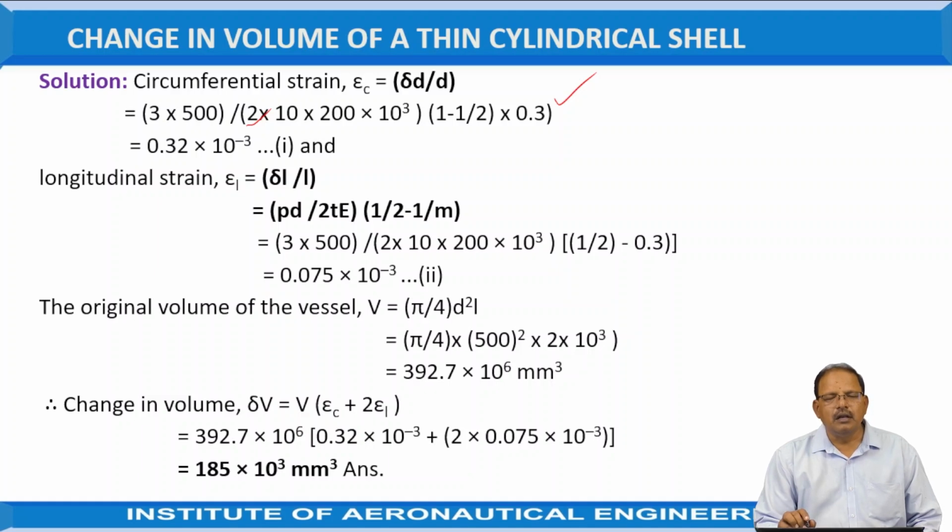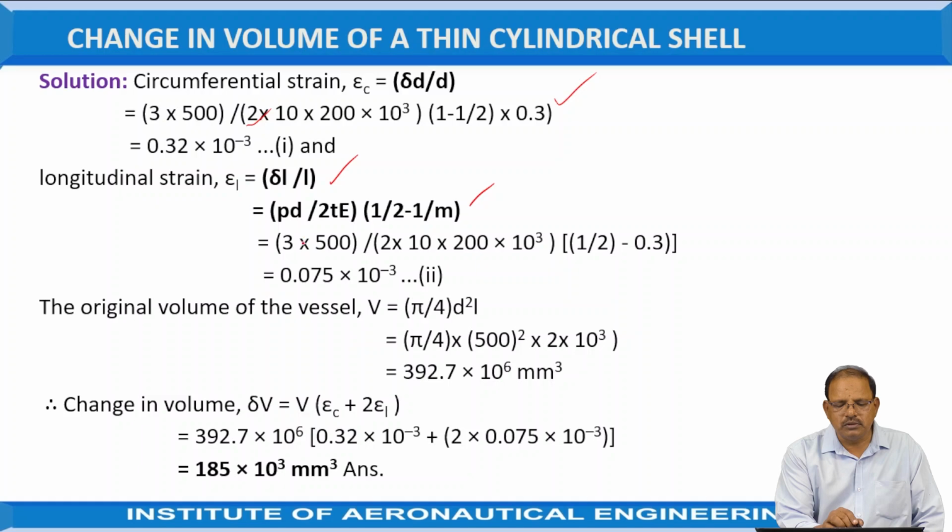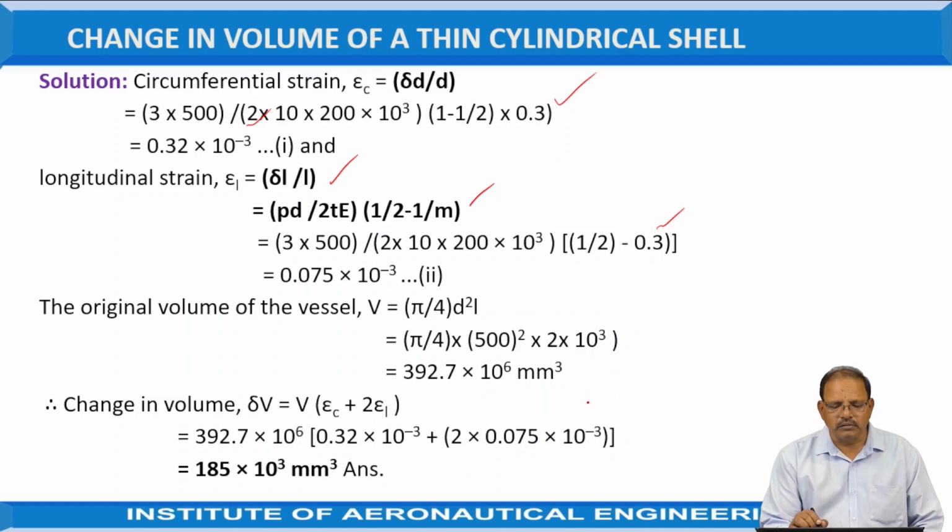Longitudinal strain is equal to the change in length to its original length. The relation is PD divided by 2tE into (1 by 2 minus 1 by m). So substituting P equal to 3 as given, D equal to 500, thickness equal to 10 and E equal to 200 into 10 to the power of 3, multiplied by (1 by 2 minus 1 by m, where 1 by m is 0.3). This value is equal to 0.075 into 10 to the power of minus 3.